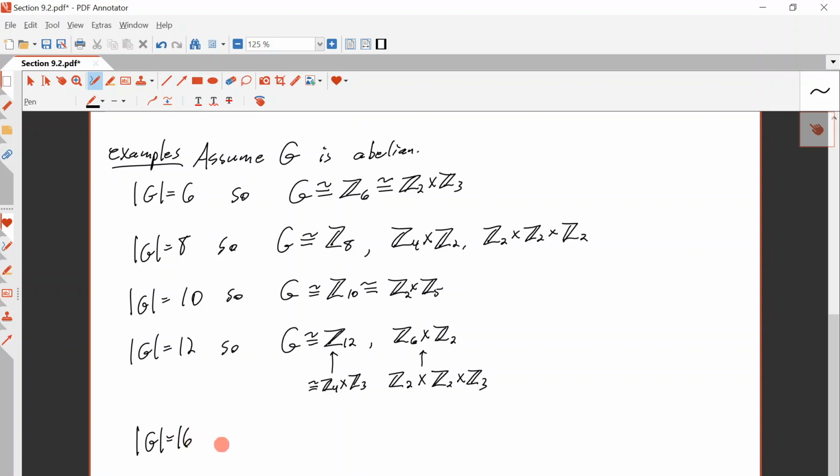Order G equal to 16, this is a little more interesting. Right, that's 2 to the 4th, so you can have Z16. You can have Z8 cross Z2, right, this is cyclic, this one is not. But not just Z8 cross Z2, we could also have Z4 cross Z4. This guy has an element of order 8. Right, this guy does not have an element of order 8. Right, so these two are not isomorphic.